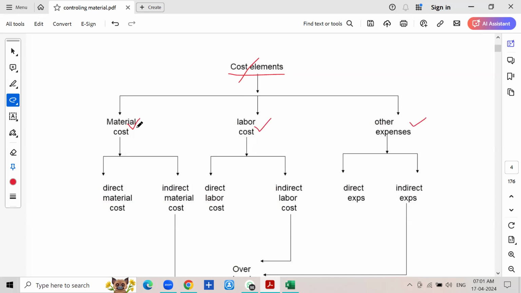Material cost is again divided into direct material cost and indirect material cost. Labor cost is again divided into direct labor cost and indirect labor cost. Other expenses are divided into direct expenses and indirect expenses. So what do you mean by direct material cost, indirect material cost, direct labor cost, indirect labor cost, etc.?